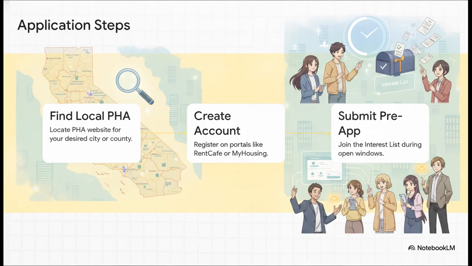First up, you have to locate the specific PHA for the city or county where you actually want to live. Next, you'll need to create a portal account. A lot of housing authorities in California are going fully digital now using third-party portal software like Rent Cafe or My Housing. You'll definitely need a valid email address to register for this. Finally, during specific open windows, you'll submit what's called a pre-application. Keep in mind, for many agencies, like the Oakland Housing Authority, for instance, submitting a pre-application merely gets you onto an interest list, and that is just the very first step before potentially being placed on a formal wait list.